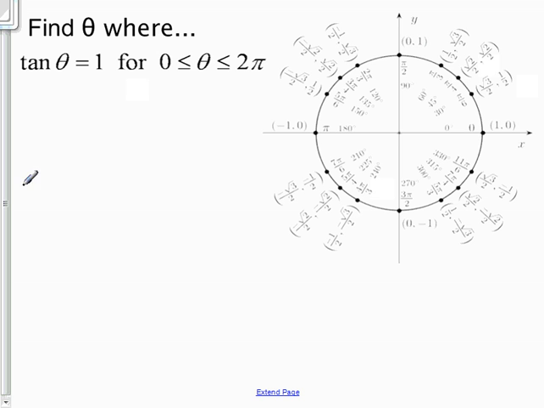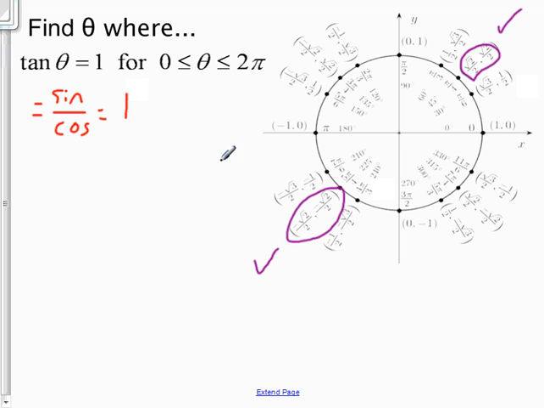Tangent, you have to remember that that's the same as saying sine over cosine. So we want to find somewhere where that equals 1, which means that sine and cosine have to be the exact same thing, because it's the only way they're going to equal 1. So tangent is positive in quadrants 1 and 3. So if we're looking, sine and cosine equal the same thing there and there. So they're going to cancel, equal 1. So the angle measures I'm looking for would be pi over 4 and 5 pi over 4. Those are your answers.